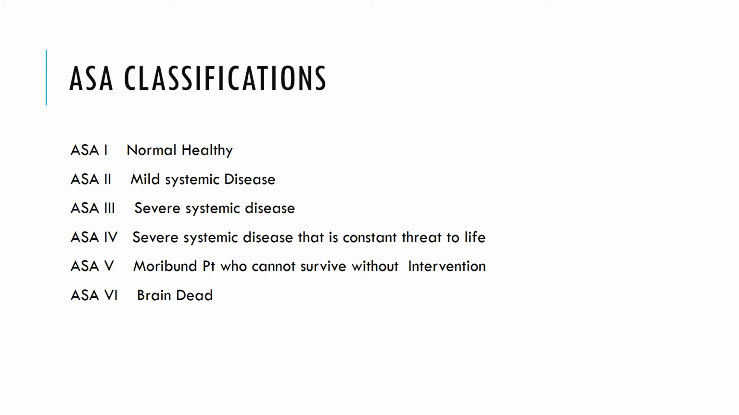This is a review of the ASA classifications. I would assume you already know these, but I put this up here for a quick review. ASA 1 is normal and healthy. ASA 2 is mild systemic disease. ASA 3 is severe systemic disease. And obviously ASA 4 through 6 would not be patients we would see in the office.